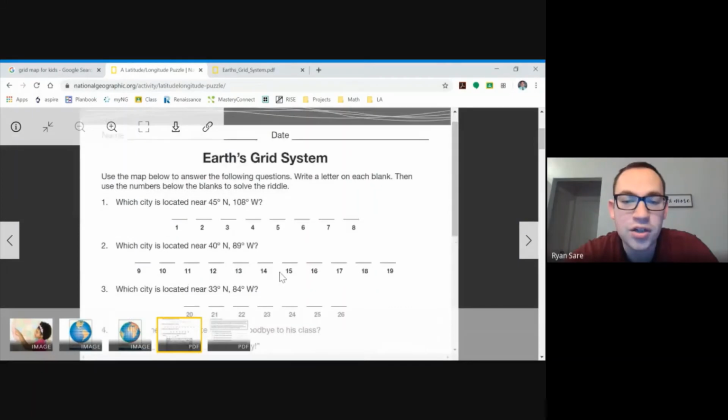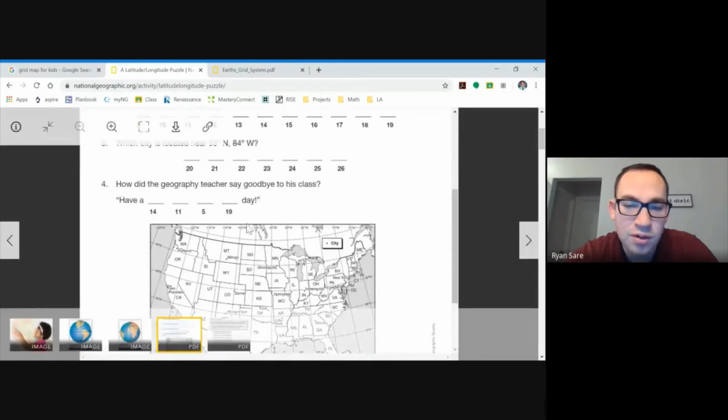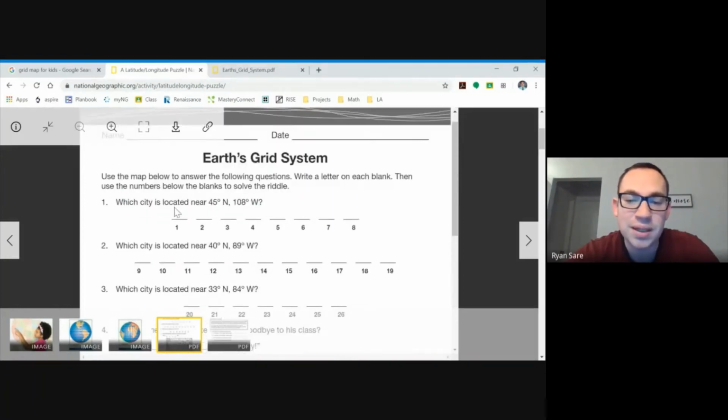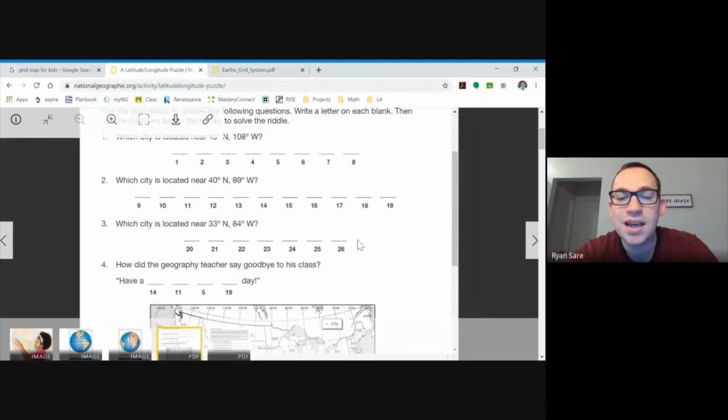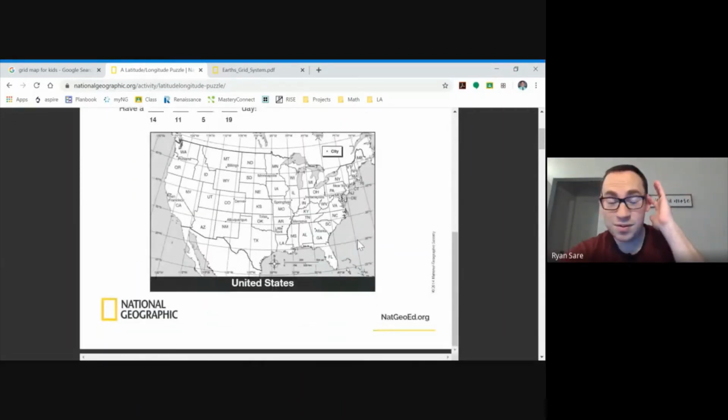And then 108 degrees west. What city is near that? So we look up here at the top, we have 100, 105, 110. Well, 108 is close to 110, and here's 45, and it asks us which city is close to that point. And there's a key on here that says these little dots are cities, and it looks like the closest city is right here, Billings. And so we're going to write down Billings, and that's going to give us the first part of our clue. There's a little joke on here. So go ahead and do the rest, and let me know what you think.